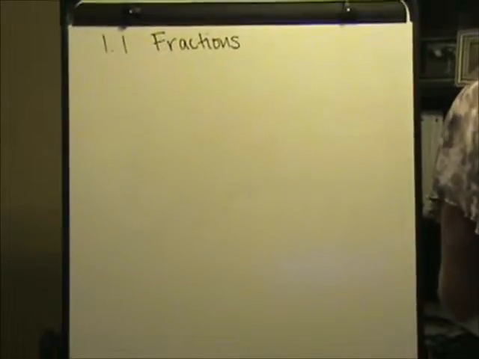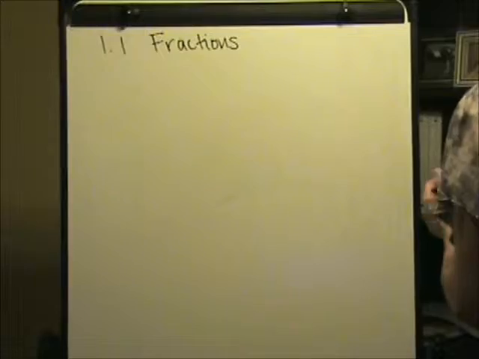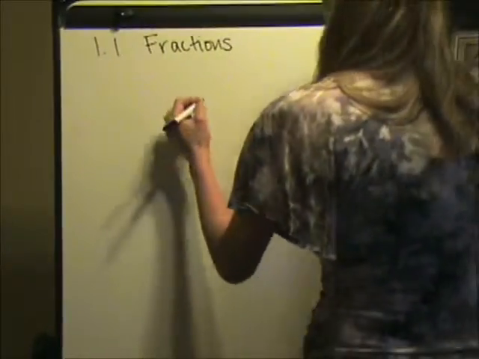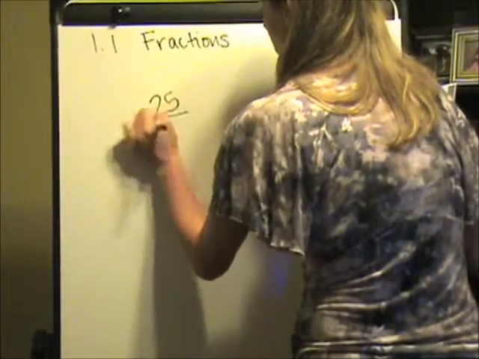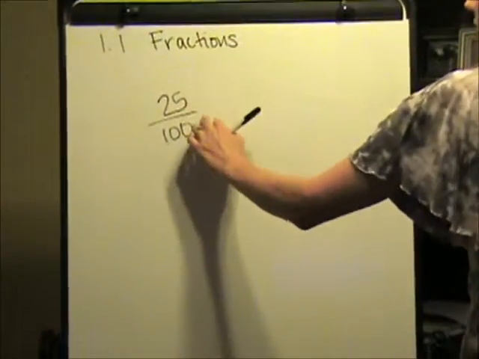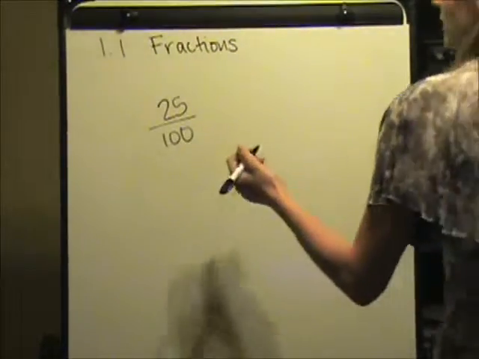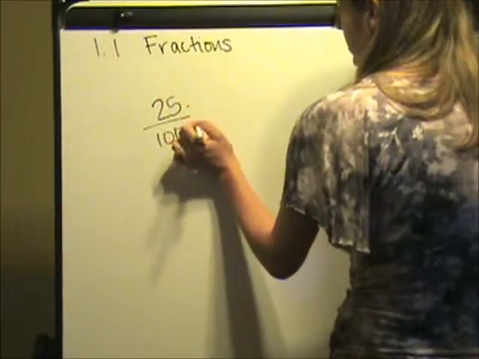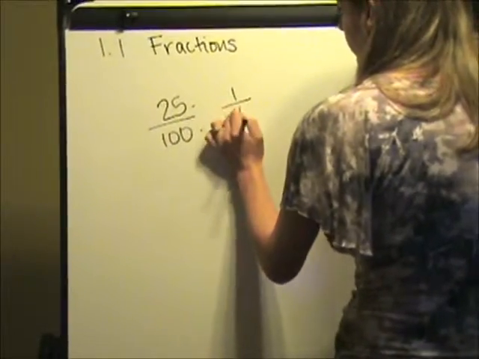Okay, let's look at number 8. Reduce the following fraction to its lowest form, and that is 25 over 100. And we need to see something that goes into both the numerator and the denominator. In this case, it's 25, so we're going to divide each by 25, and that gives us 1/4.